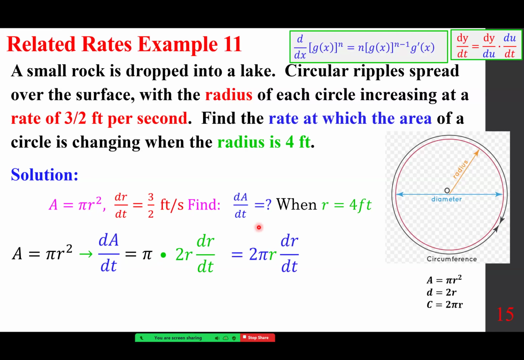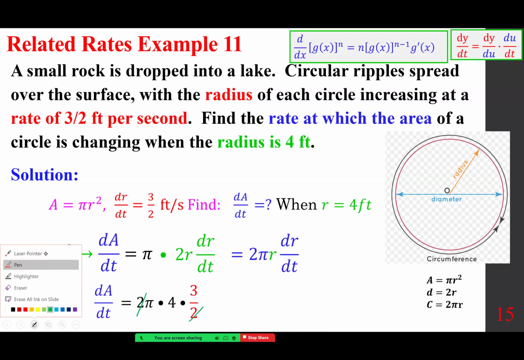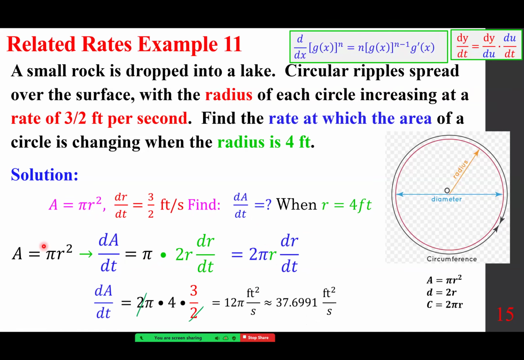Replace the r with 4, dr/dt with 3 halves. We get 12 pi square feet per second, the units of area over the units of time. This is the exact answer. Then this is an approximation. You must always have your exact answer. And if they ask you to approximate it, then you use an appropriate number of decimals.